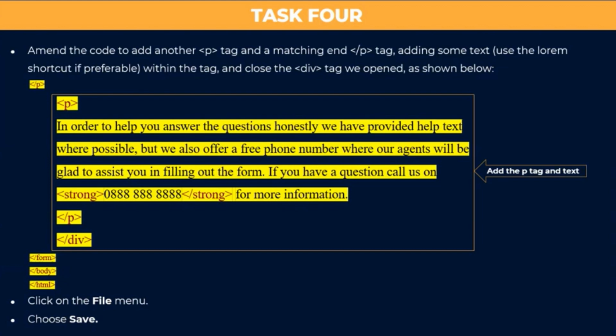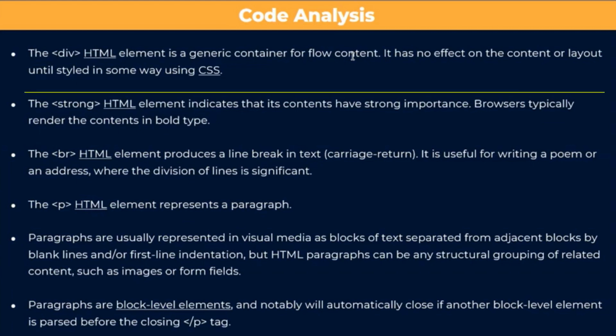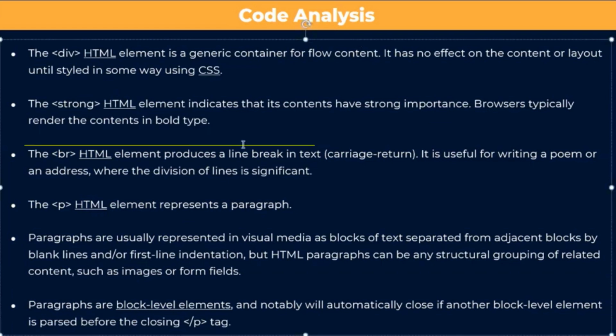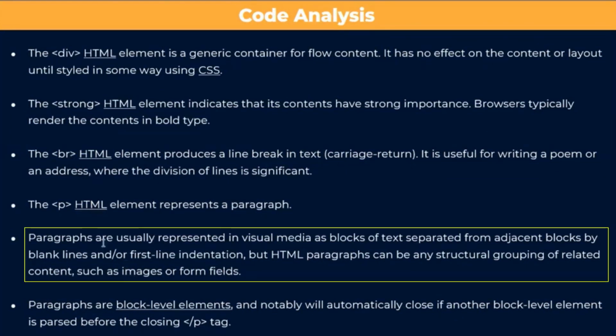But what we want to do then is just have a quick look at what these things mean. So a div is a generic container for the flow of content. So we will use a lot of divs to divide things up so that we can say that's one section, there's another section, etc. The strong is really like a bold, which makes things bold. A BR, which we didn't use in this, but which we will come on and use, is for a line break. Paragraphs are usually represented in visual media as blocks of text separated from an adjacent block by a line break or some form of indentation or whatever.